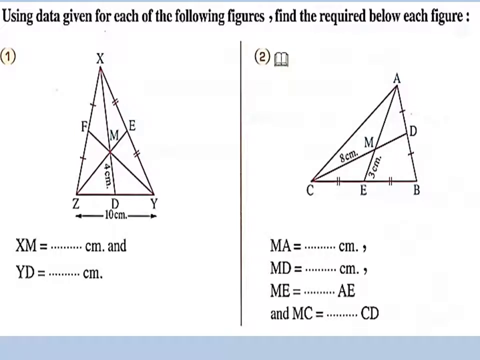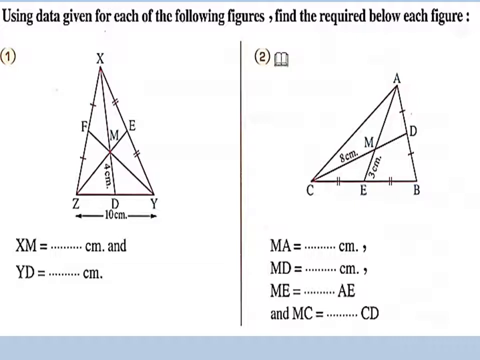Now we will solve some exercises on theorems 1 and 2. Using the given data for each of the following figures, find the required. Number 1: we have triangle XYZ. M is the point of concurrence of medians. The part MD equals 4 centimeters and YZ equals 10 centimeters. We want to find the lengths of XM and YD.